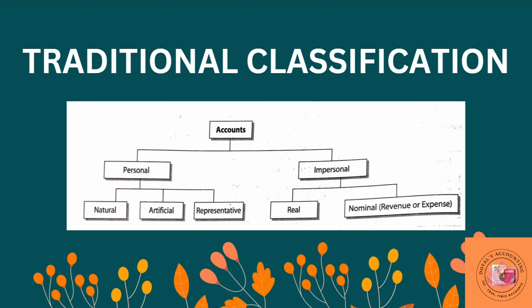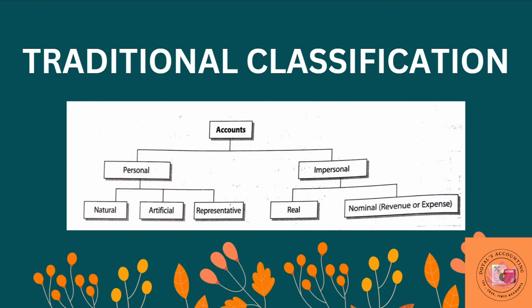What are impersonal accounts? Accounts which are not personal. For example, machinery, cash, rent. These impersonal accounts can further be divided into two subcategories, that is the real account and the nominal account. Real accounts basically relate to tangible assets.